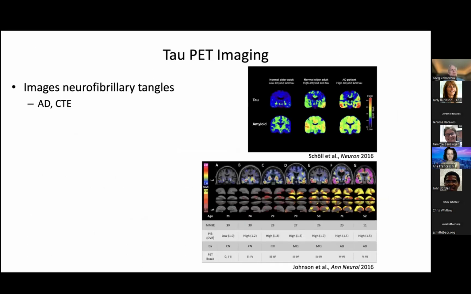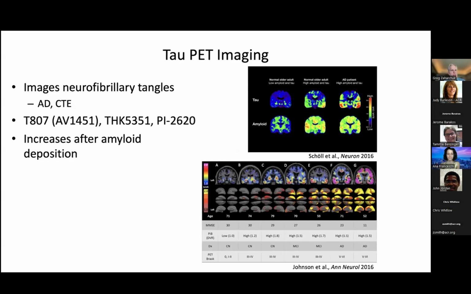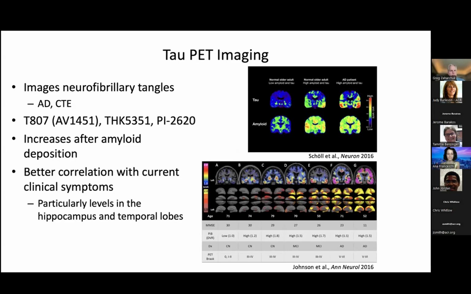Okay, in terms of tau imaging, it may be a little bit less familiar to most of us because we don't do very much of this. But the goal here is to image these neurofibrillary tangles, which are thought to be a downstream effect. This has been used in the setting of Alzheimer's disease as well as chronic traumatic encephalopathy. There are multiple agents that are available to be used. And I think the key point is that this tends really to increase after the presence of amyloid deposition. So again, it could be considered another excellent biomarker for this disease.